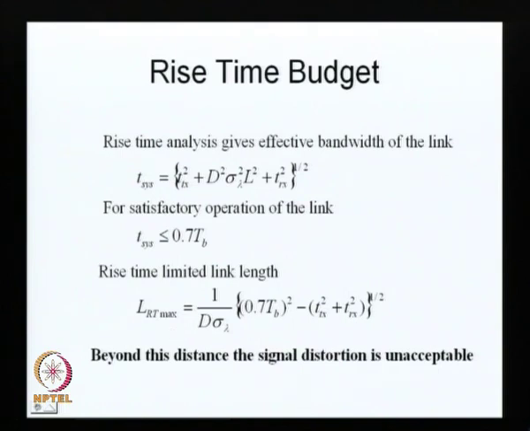And invariably it so happens that the power budget limited length is much smaller compared to the rise time budget length. So invariably you have to regenerate the data at a distance where signal to noise ratio has gone below the acceptable limit, though the distortion in the data may be manageable. So we are not regenerating the signal because the signal has become distorted enough, but we are simply saying the signal to noise ratio is not acceptable anymore, and because of that we have to regenerate the data. So we have to essentially put a repeater at that location.